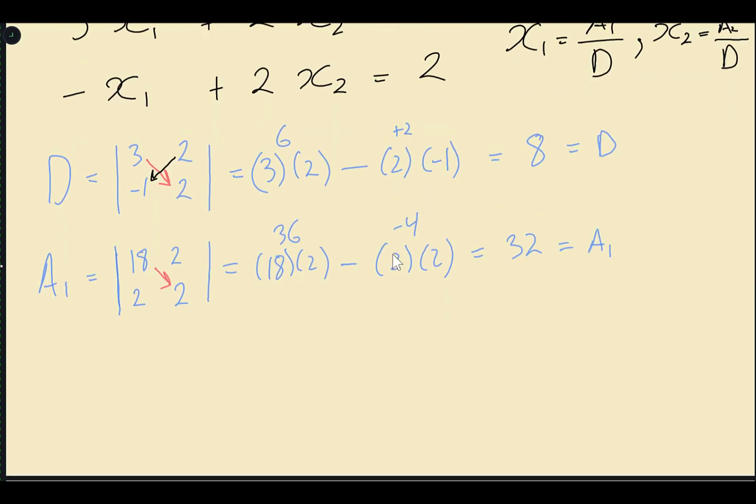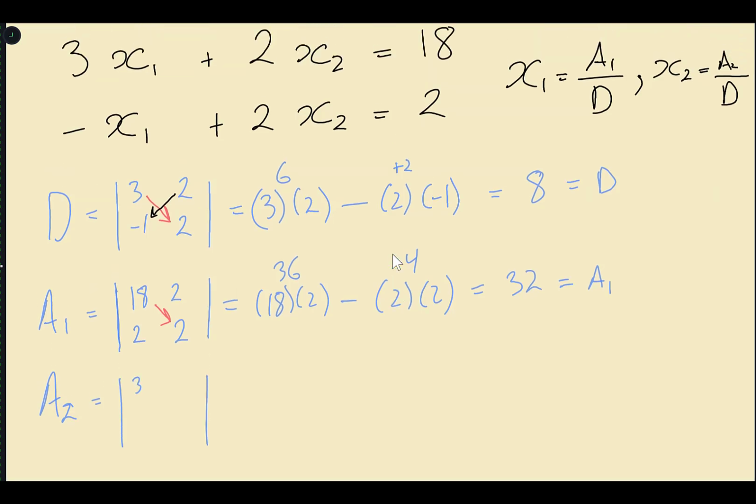Then we go for A2. In this case, we replace the second column with the B vector. So we have the original coefficients, 3 and negative 1, then we put 18 and 2 in the second column. Then we repeat 3 times 2 minus 18 times negative 1. In this case, we have 6 and plus 18, so we get 24.